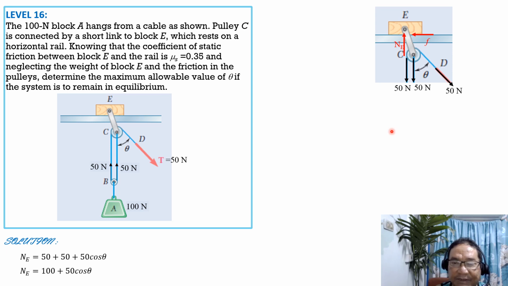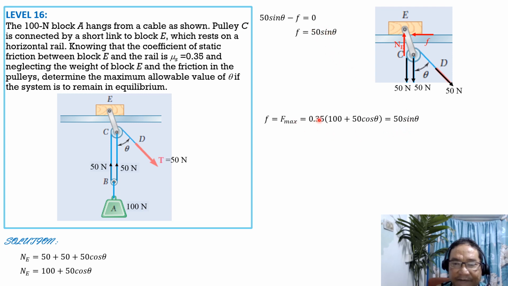Then we sum up forces horizontal. So 50 sine of theta minus F equals 0. So that means F is 50 sine theta. And F is coefficient of static friction 0.35 times normal at E. So 50 sine theta, and F is F max, which is equal to 0.35 times normal at E, 100 plus 50 cosine theta equals 50 sine of theta.